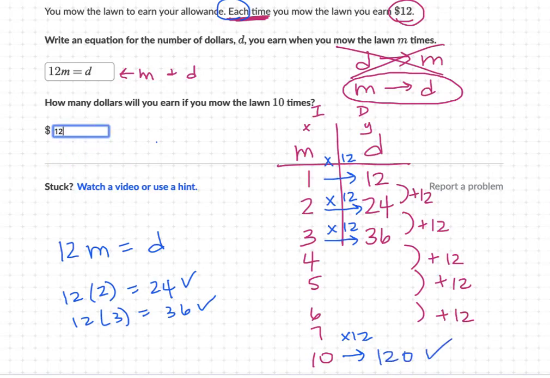$120 if you mow the lawn 10 times. If you don't believe me, you can add up that 12 each time to get to 120, but this is like the shortcut. Multiplication is a shortcut for math. Okay, so again, you could also replace the m with 10, and you get 12 times 10 in the equation, and you get 120 as well.